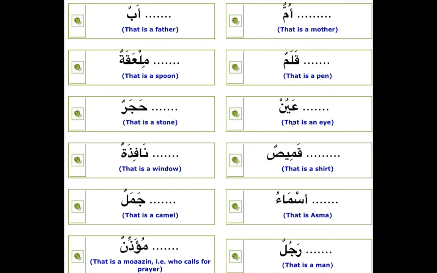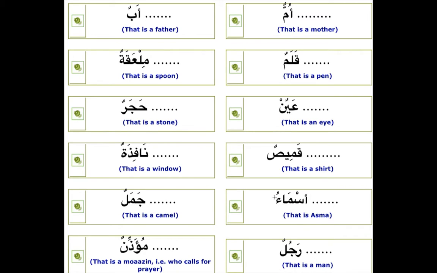So we learned in a previous session that body parts which are in pairs are feminine. So if you want to say that is an eye, how do we use that, feminine? It is tilka. Tilka aynun. Qamisun. Qamisun is shirt, a masculine object, and we're saying that is a shirt. So we say dhalika. Dhalika qamisun.